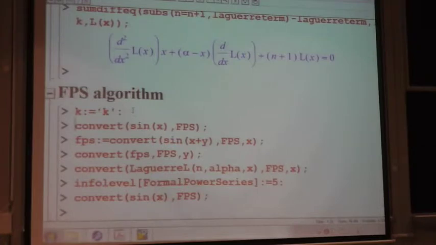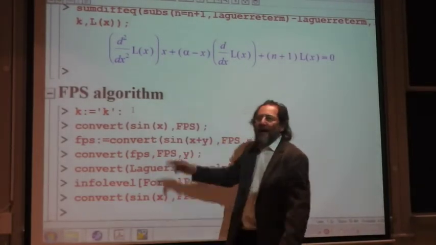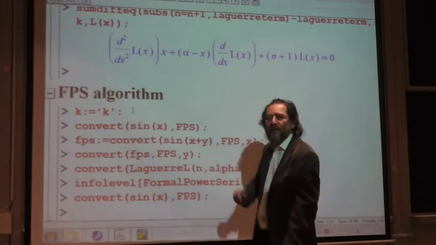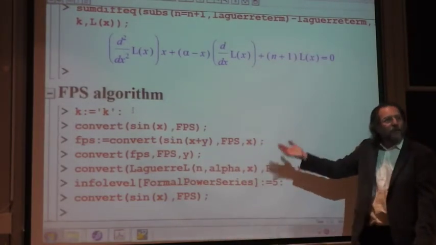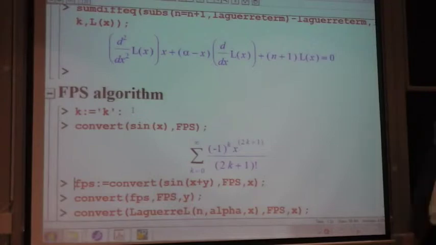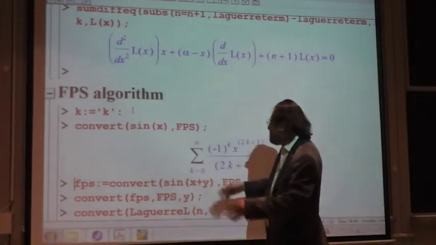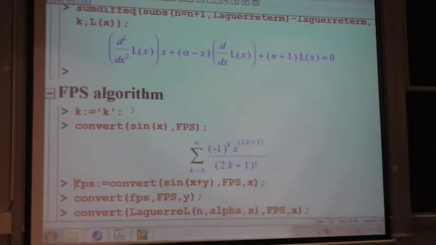I just show you some results. So if you have, for example, the sine function, and I'm lazy, I don't write formal power series, I write just FPS, which works too. So if you have the sine function and you would like to see this as a power series, then you just say convert sin(x) to a formal power series, and here you go. If the variable k is free, then k is used, because that's a very nice variable.